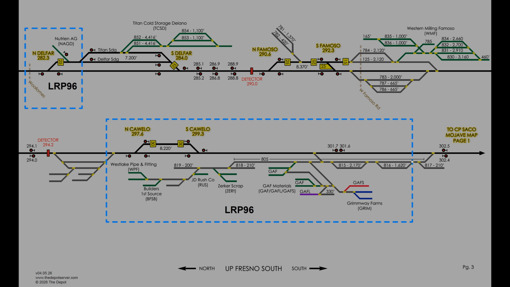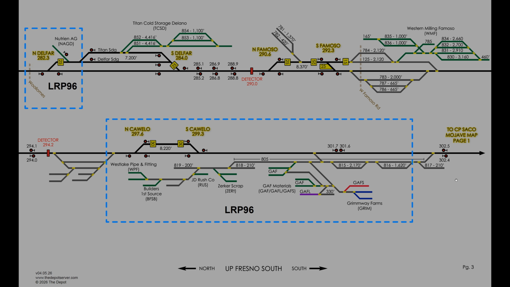I'm going to run over here, and I'm going to come to the other side of the setouts that I dropped off initially right here. We'll back them out, and all the way to Westlake Pipe and Fitting, back right in, do the swap there. Builder's first source, handle those, pull forward, do the two gaffs and the GAFL. Come back up here, connect to all our other pickups, and we'll head back to UP Bakersfield.